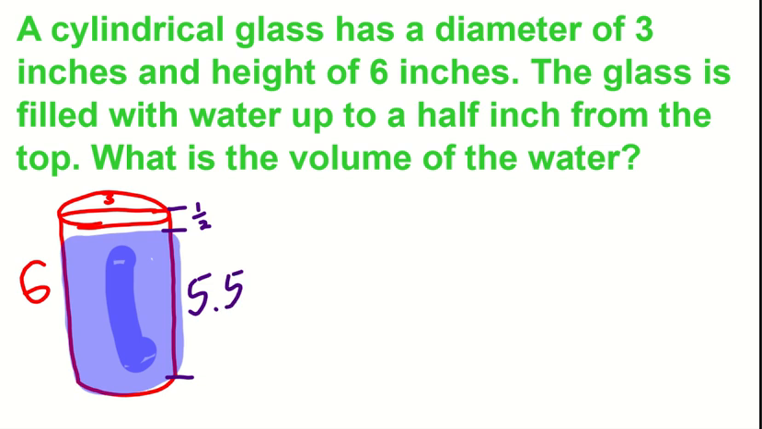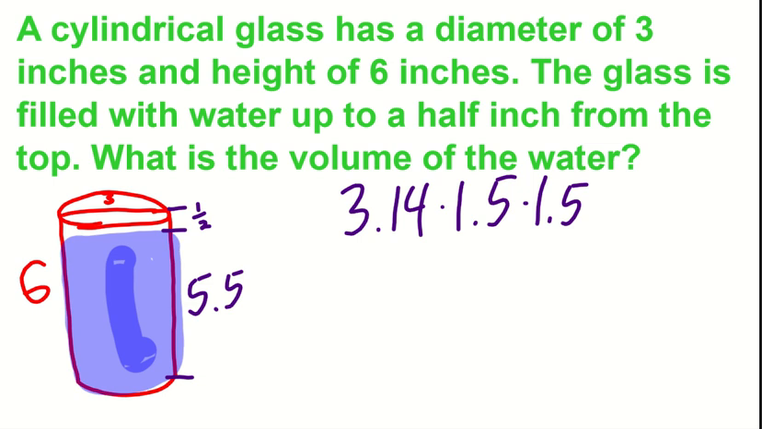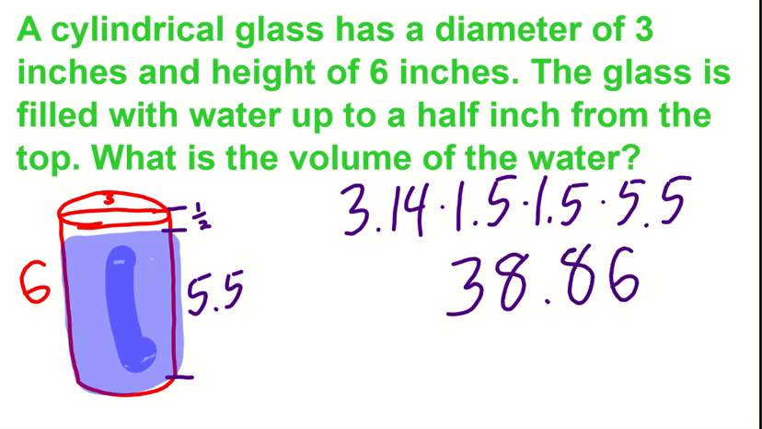That'll be easier with the calculators. So now, to find the volume, we got 3.14 times, if the diameter is 3, what's my radius? 1.5. So we got times 1.5 times 1.5, and we got to use the height of the water, so it's times the 5.5. And we get 0.86 if we round.